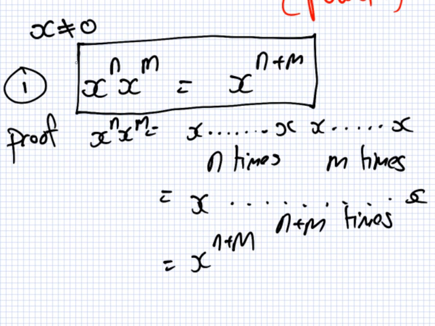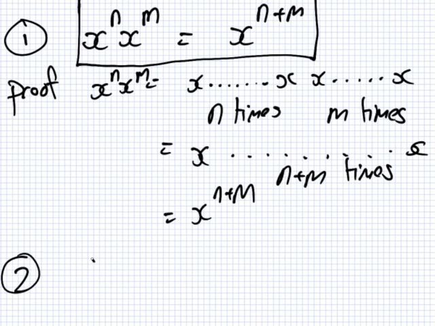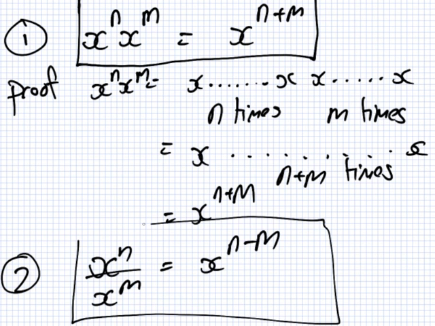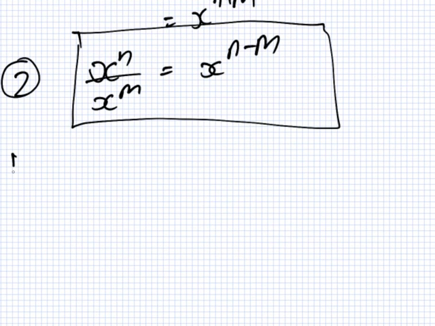Yeah? Got that? Yep. You can probably guess what the second rule I'm going to tell you is. What do you think it is? Yeah, the divide, isn't it? So this is x^(n minus m). And again, the proof is very easy to do.